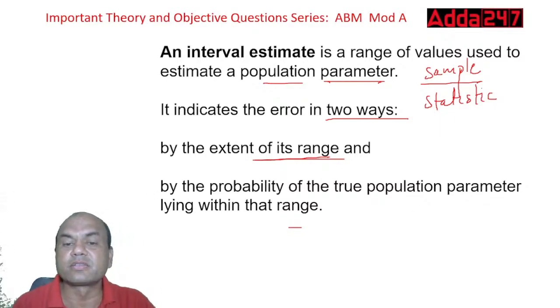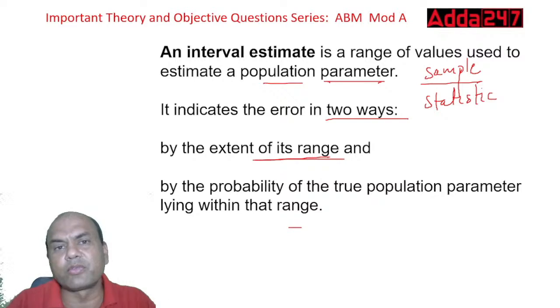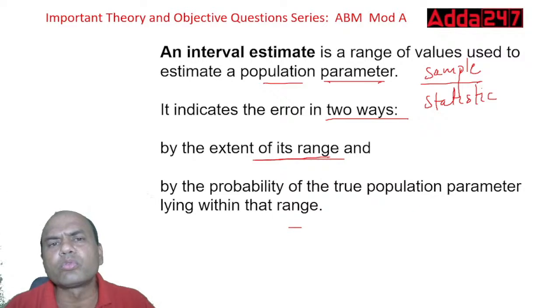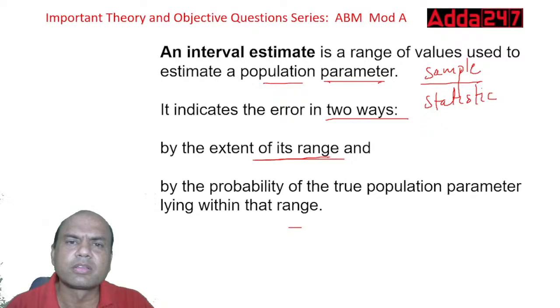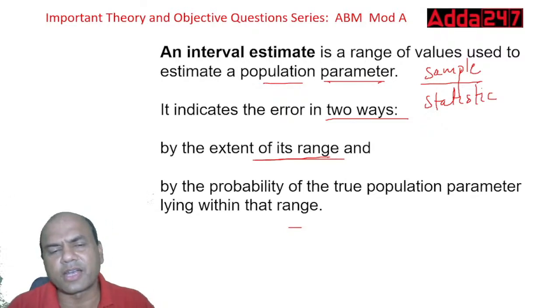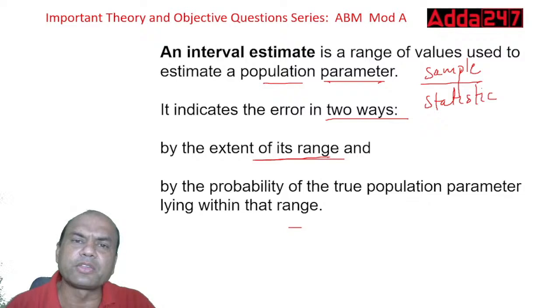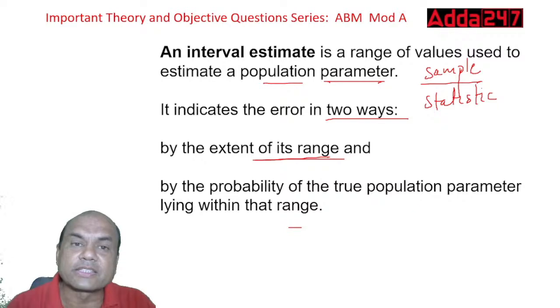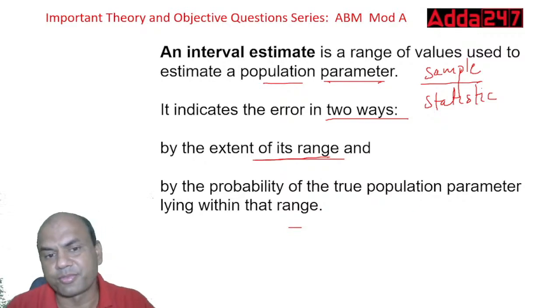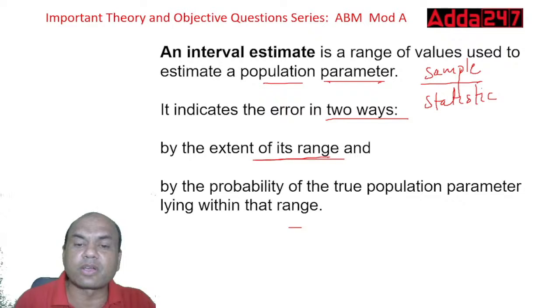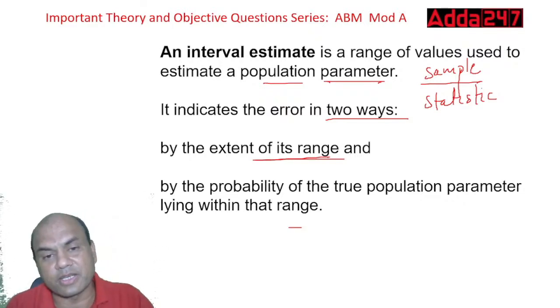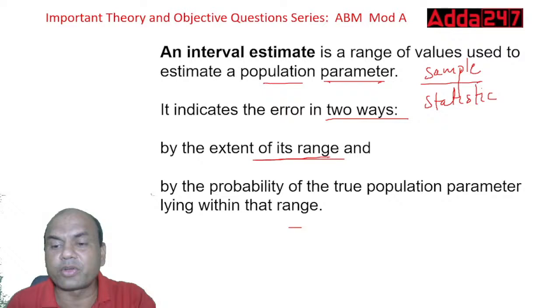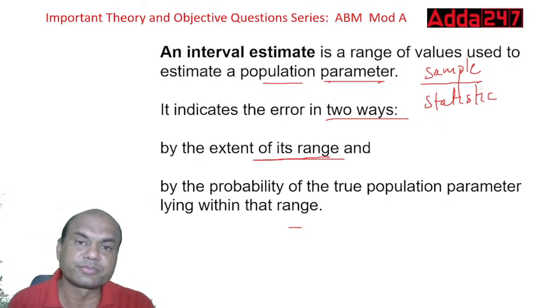Extent of its range. Now if tomorrow I give you this range, India will score 0 to 500, within this range it will definitely score. You'll say what a foolishness it is, right? Because if I am telling you 0 to 500, definitely it will be between 0 to 500. So the answer should be somewhat logical. So range is important over here. What range are we talking of? That is important. Got it?